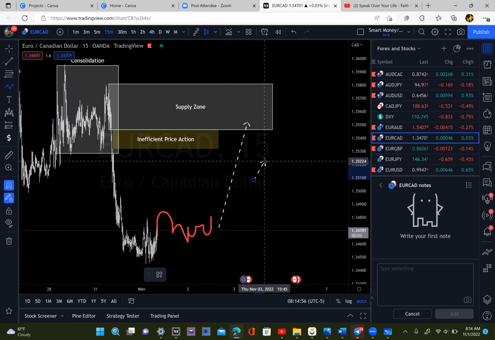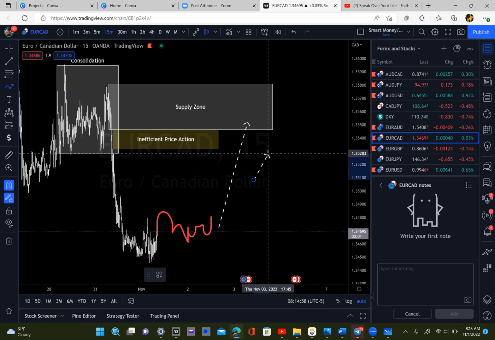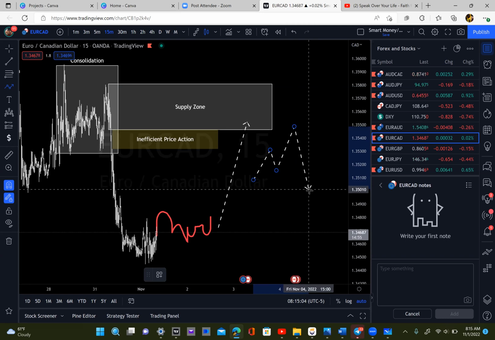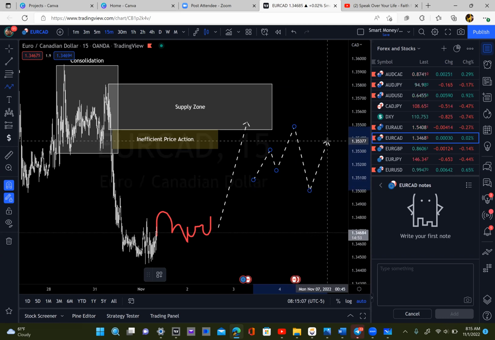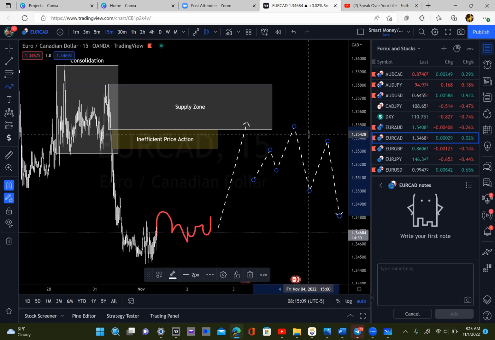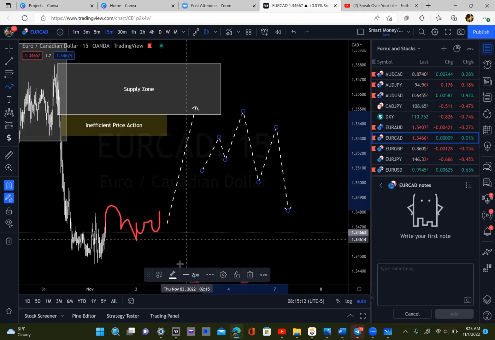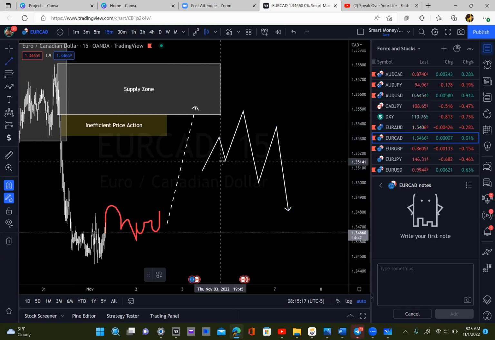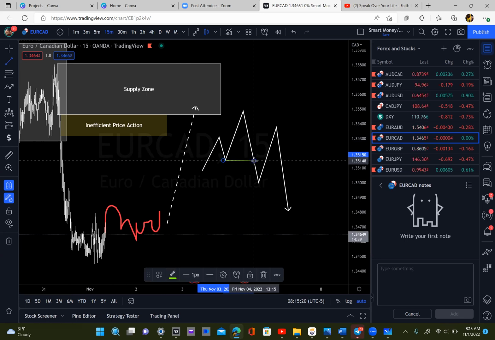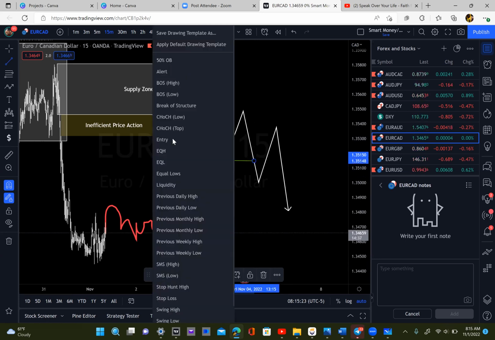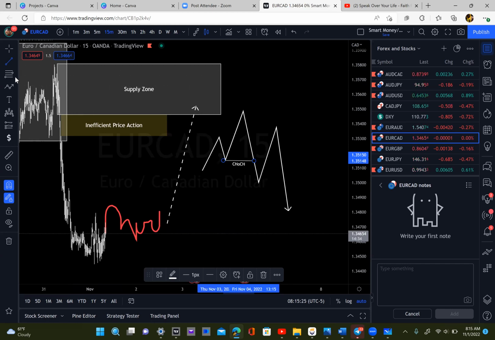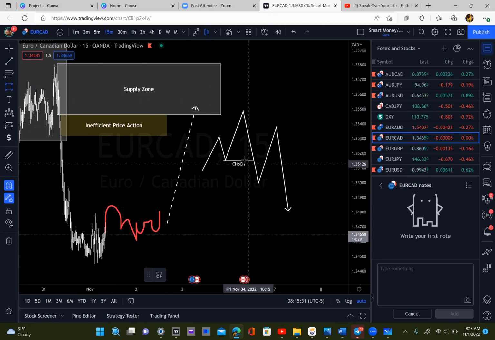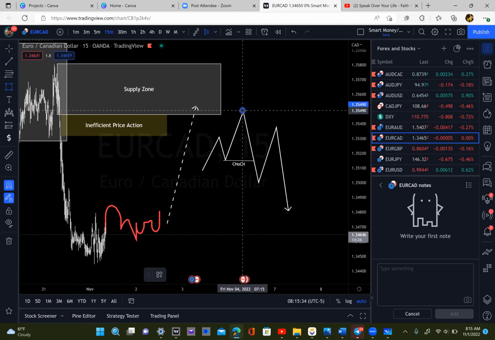You want to see it go up in there, and then come down, then come up probably to the level, and then boom. So once it gets in there, you want to see a change of character, the same thing you want to see on the big time frame. Once you get this change of character, that's when you look for your zone.